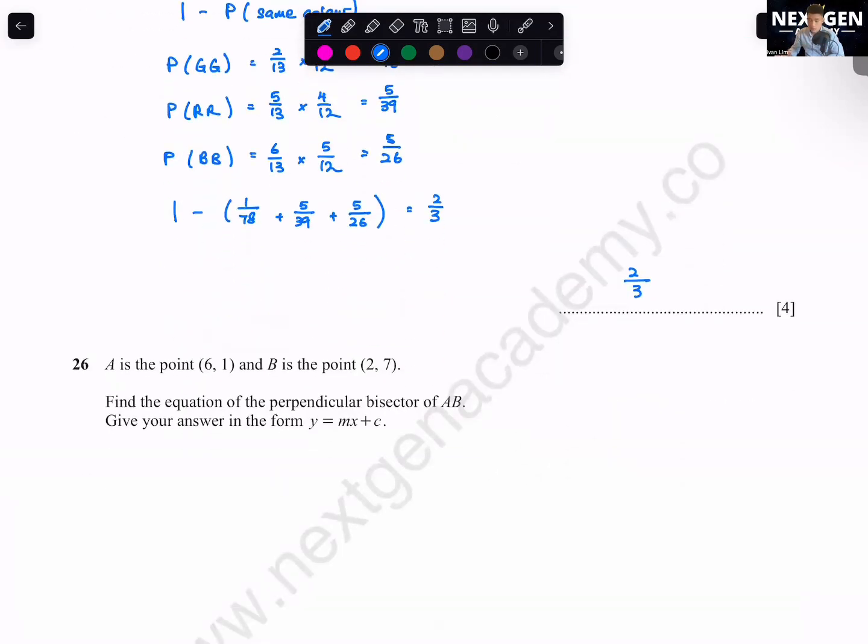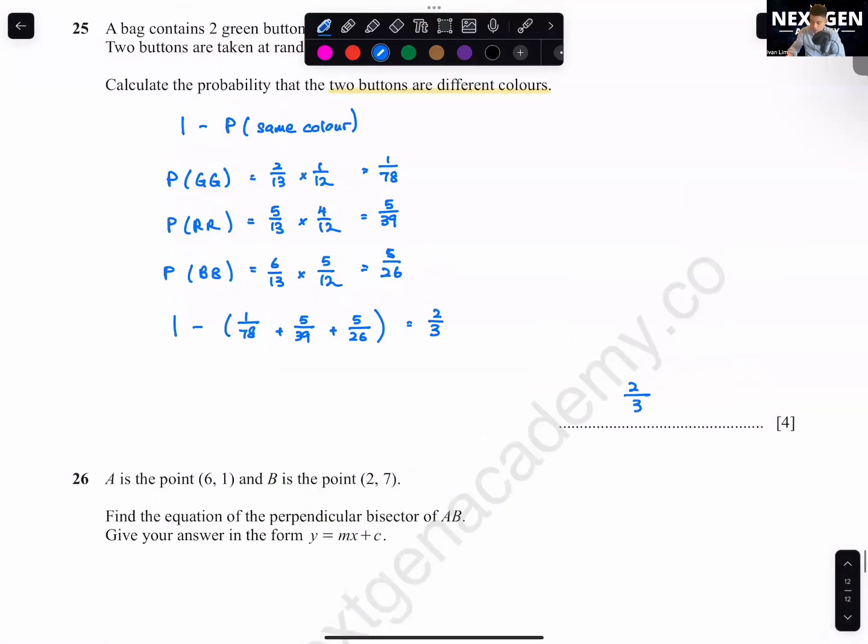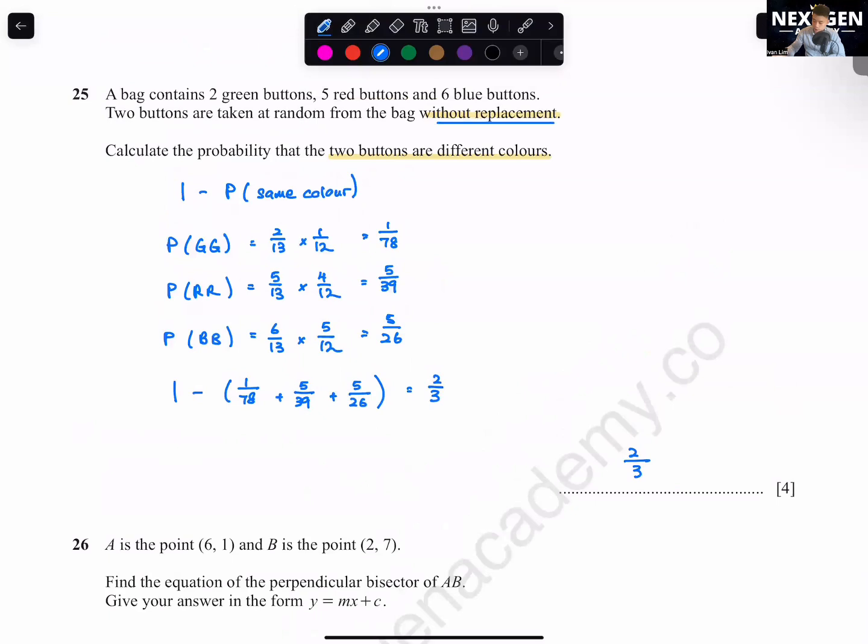Explain why it must be minus 1. Because without replacement. Okay, so imagine you got a bag here like that. You got 5 red, 1, 2, 3, 4, 5. 2 green. Then 1, 2, 3, 4, 5, 6 blue.